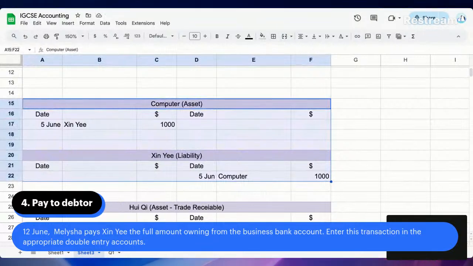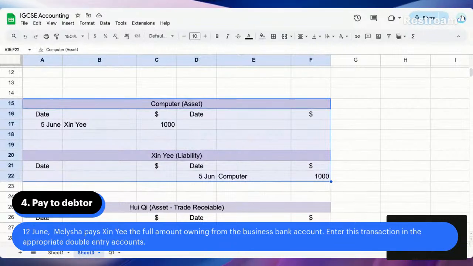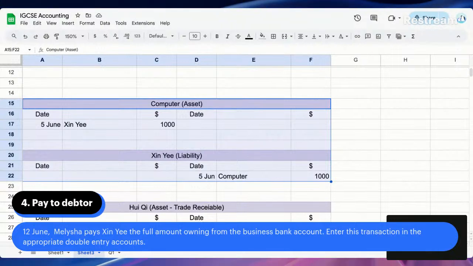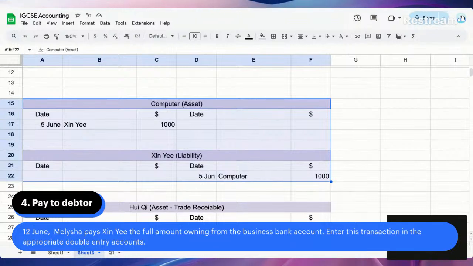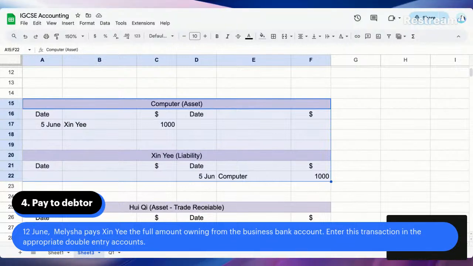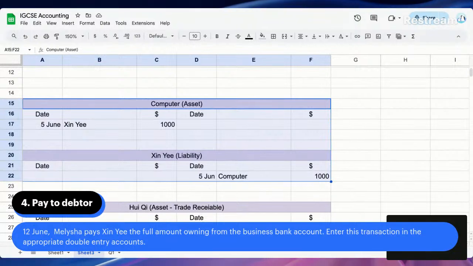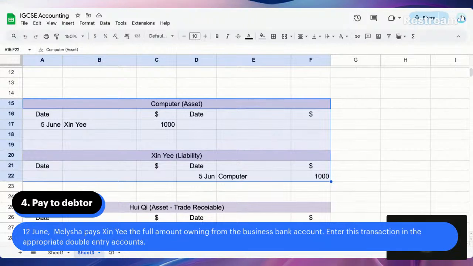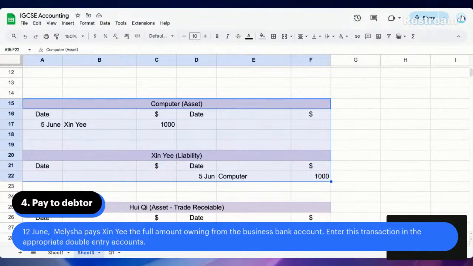Example number 4 is to explain to you when you want to pay your creditor. That means someone who actually agreed to sell you something on credit, and now you decide you no longer want to owe money to her or him or the business anymore. That's why you want to pay it off. That means you want to clear the liability. All right. So on the 12th of June, Melissa pays Cindy the full amount. It means pay everything owing from the business bank account. Enter this transaction into the double entry account.